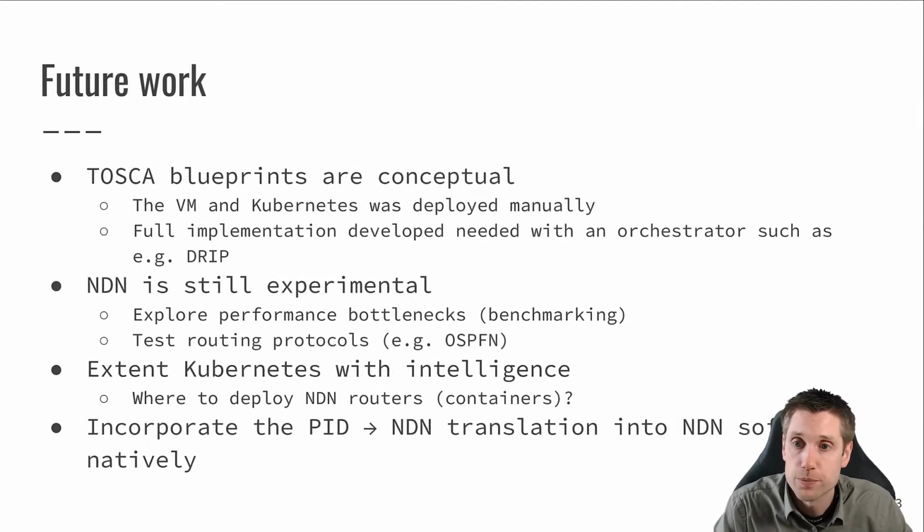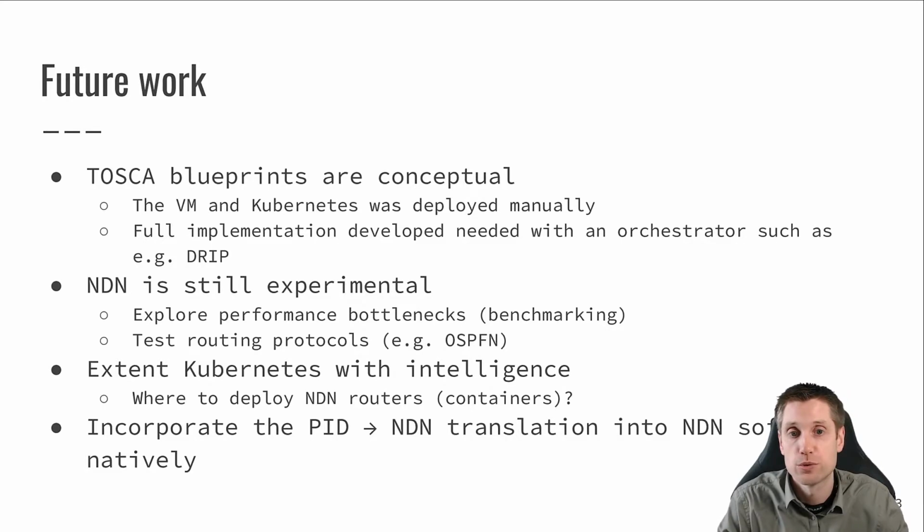Some future work. The Tosca blueprints we used were conceptual at the time of writing of our report, so more testing is needed. The VM that we set up in the Kubernetes was mainly done manually, but if Tosca is more mature by, for example, using Drip or OpenStack, everything can be done from there. NDN is also still experimental, so more benchmarking is needed. We need to test more routing protocols, such as OSPFN, which is OSPF for NDN.